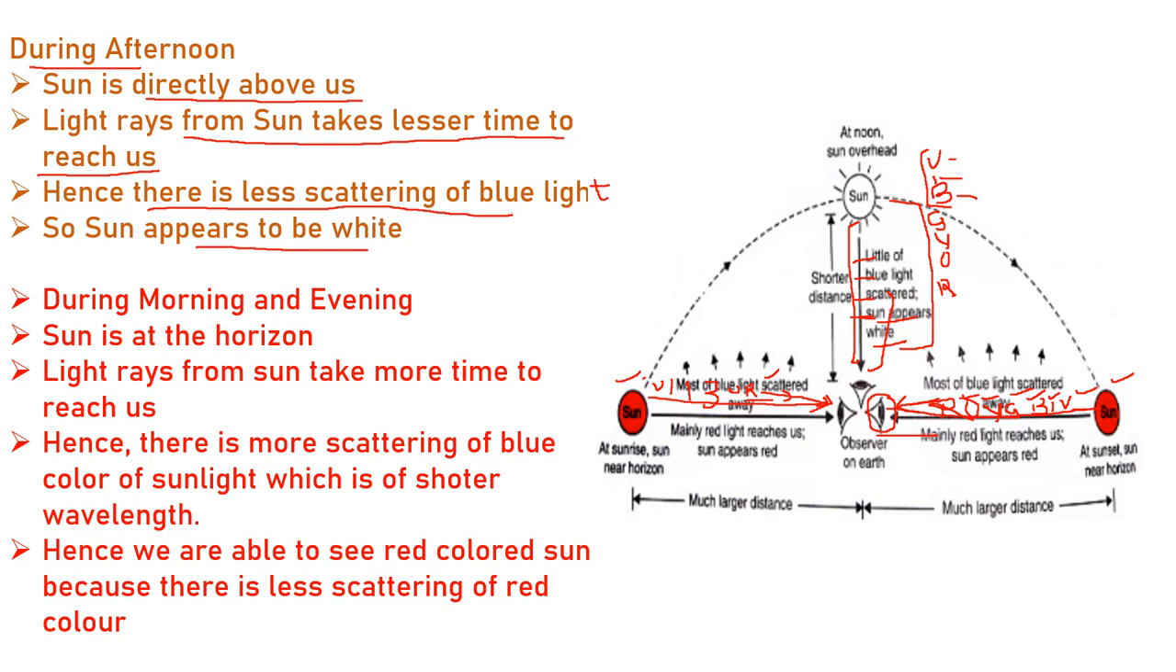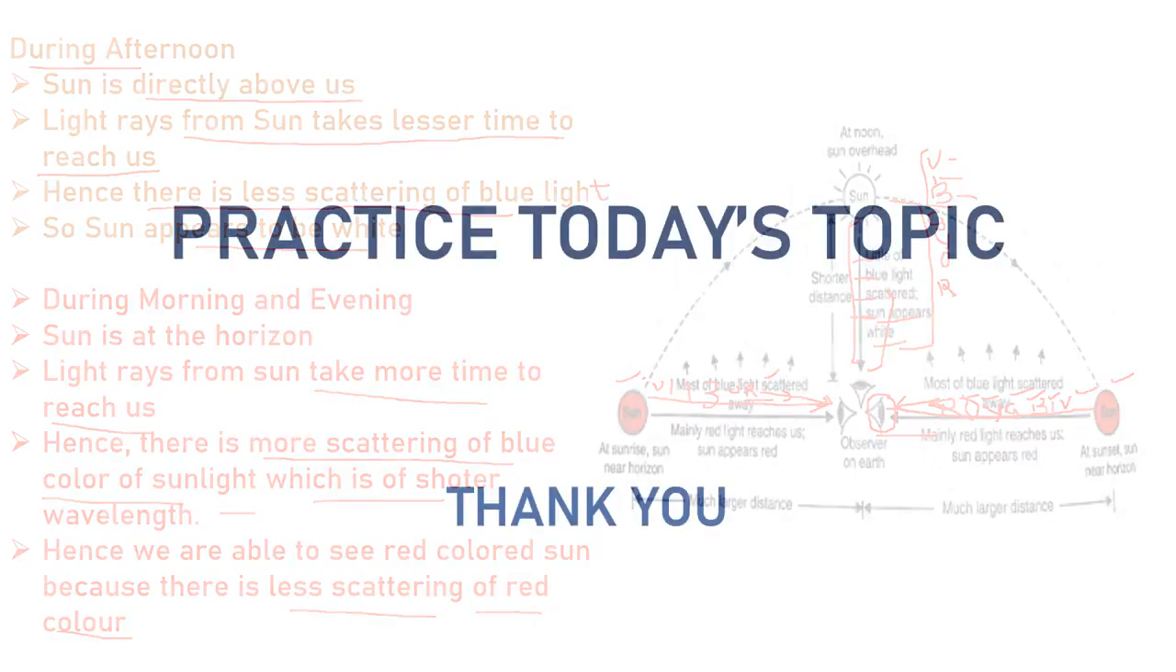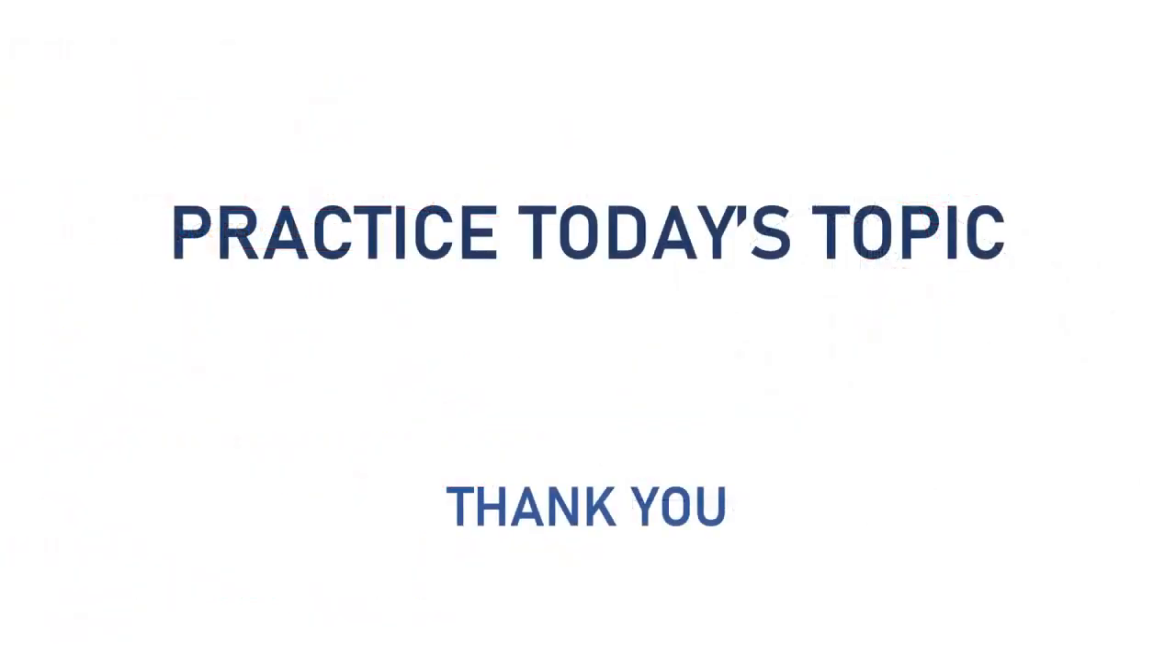So during morning and evening, the sun is at the horizon, and light rays from the sun take more time to reach us. Hence there is more scattering of the blue color of light, which is of shorter wavelength. Hence we are able to see the red sun because there is less scattering of red color. So this is today's topic, children. Please practice today's topic, and thank you so much.